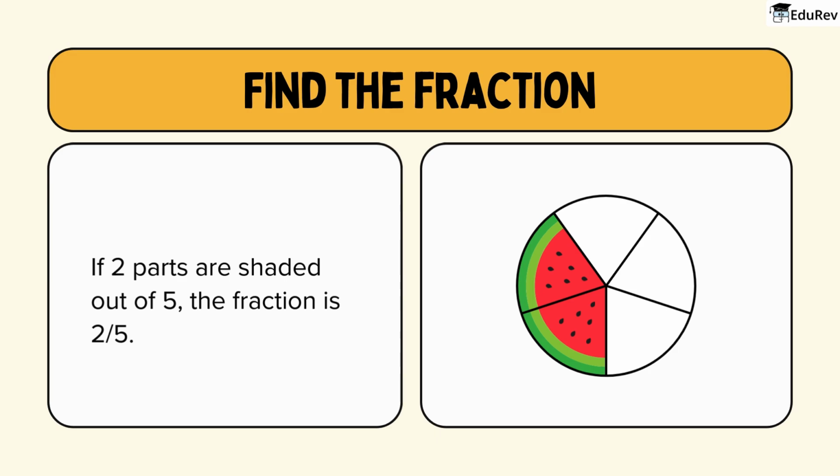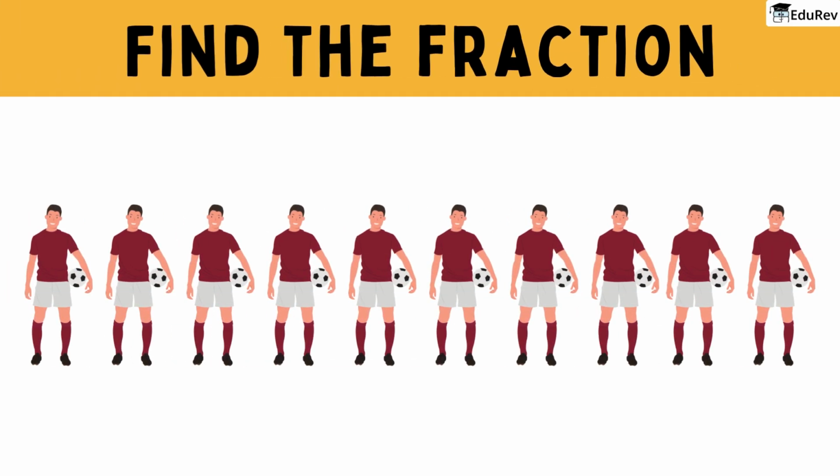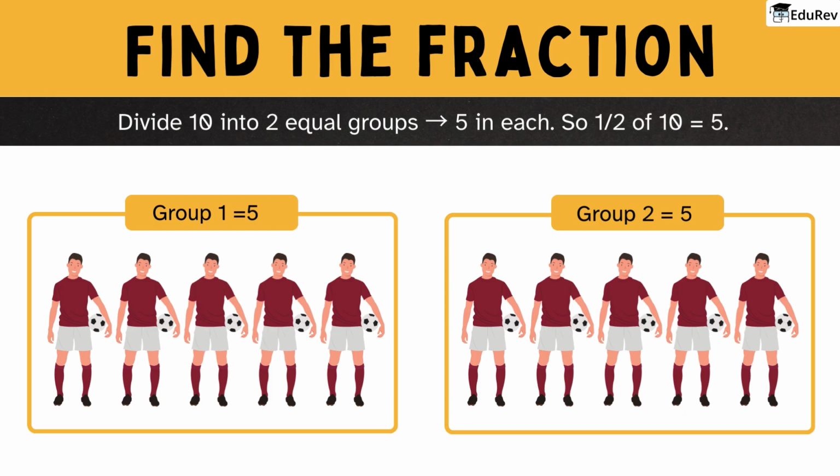But sometimes we don't take fractions of one shape, we take fractions of a group of things, like pencils or marbles. For example, we have a group of 10 players. To find a half of 10, divide 10 into 2 equal groups, 5 in each. So a half of 10 is equal to 5.